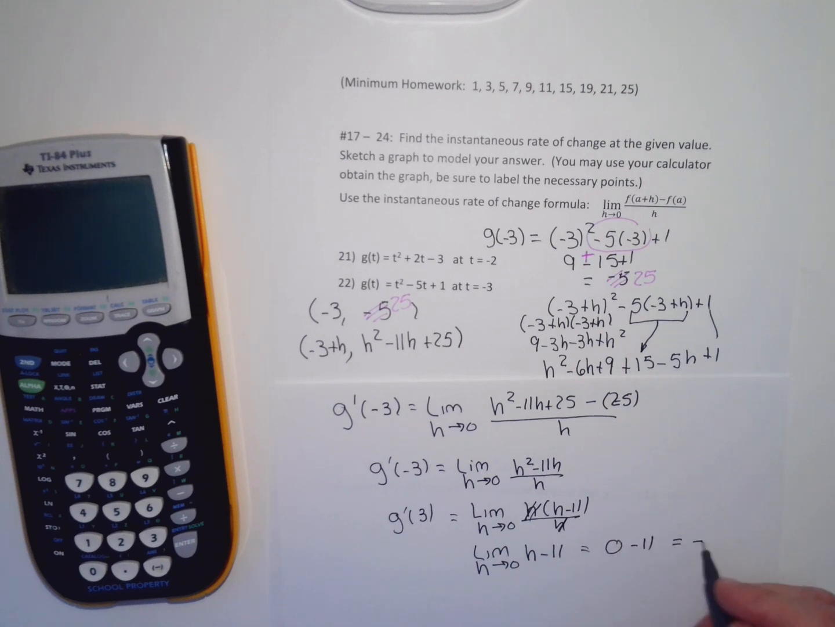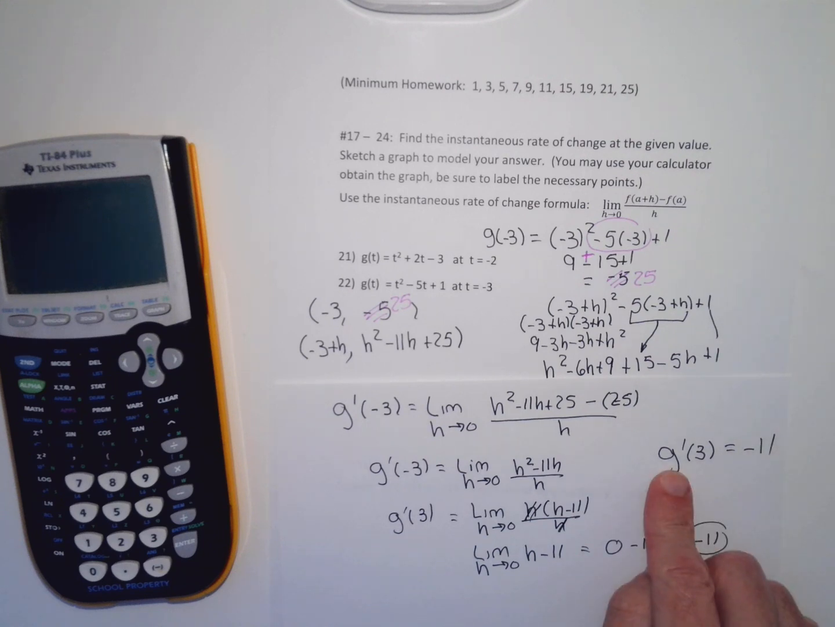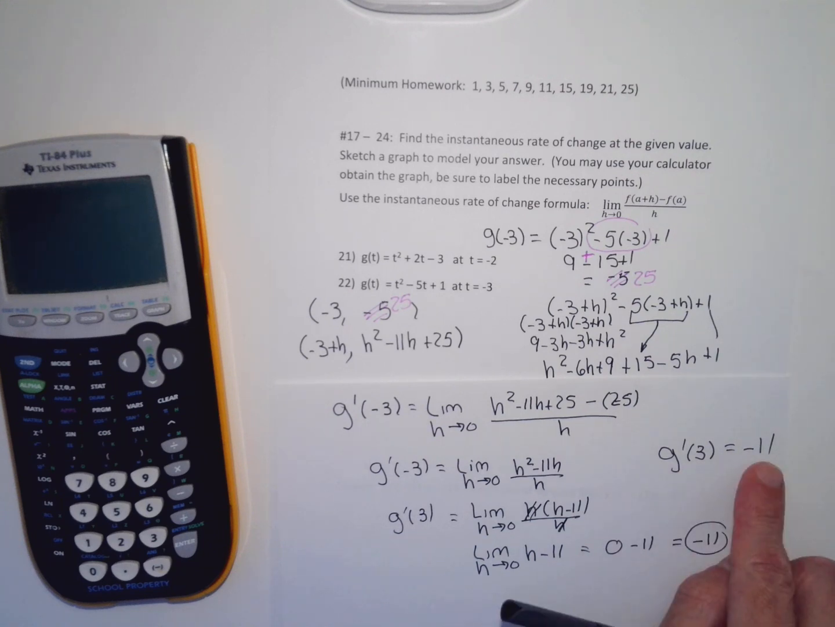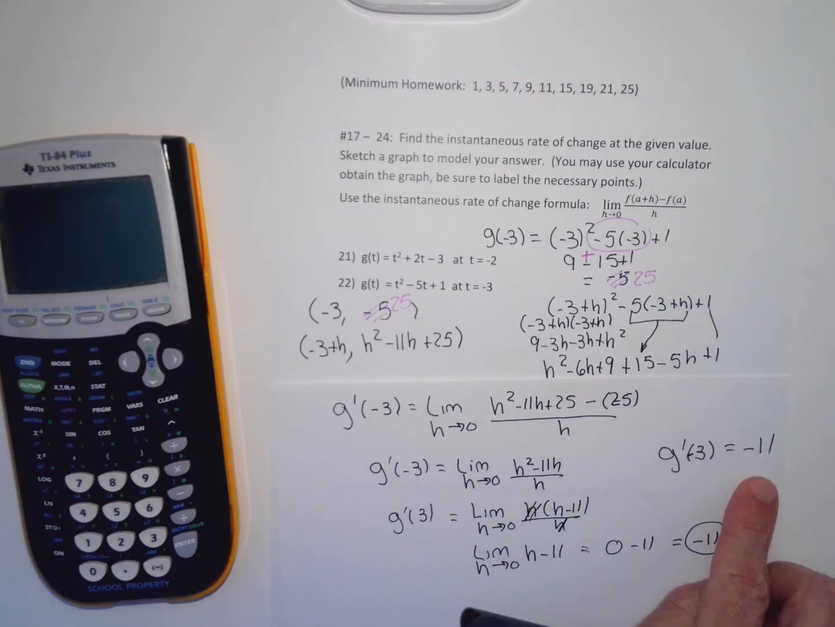The answer to 22 is g prime of 3, the instantaneous rate of change when x is equal to 3, is -11, or the derivative of the function when x is equal to 3 is -11, or the slope of the tangent line to the graph when x is 3 is -11.